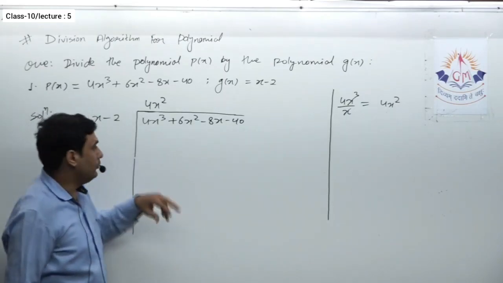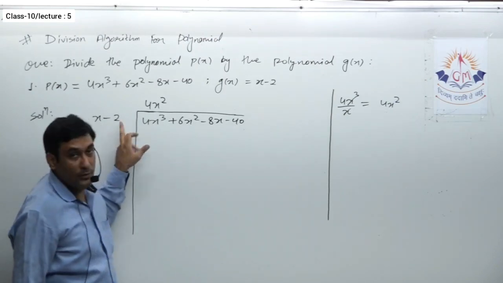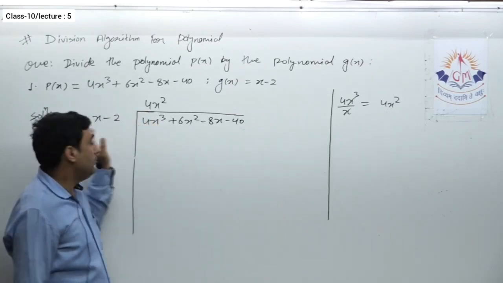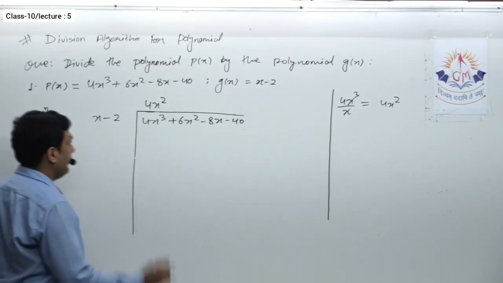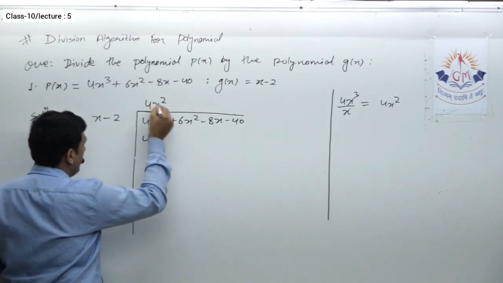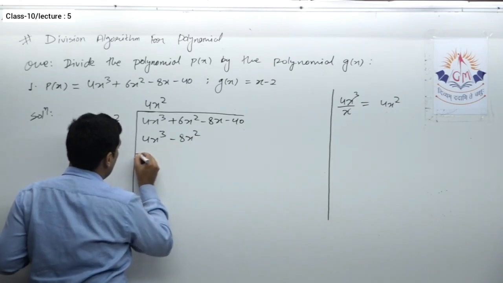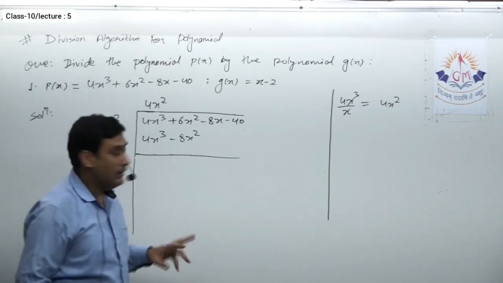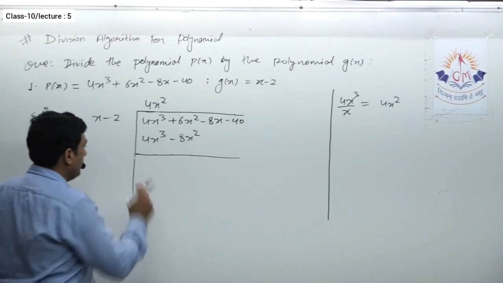After this, what do I have to do? Now this 4x square you have to multiply with x as well as with minus 2. That means after obtaining the first term of the quotient, you have to multiply that term throughout the divisor polynomial. So 4x square into x gives you 4x cube, and 4x square into minus 2 gives you minus 8x square. Now we'll use the same thing as in general normal division. So now we'll subtract this from this, and for the subtraction, see, this is positive.